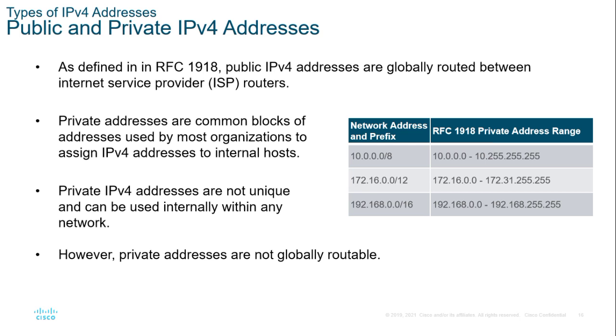10.0.0.0/8 addresses, 10.0.0.0 through 10.255.255.255; 172.16.0.0/12 addresses, 172.16.0.0 through 172.31.255.255; and 192.168.0.0/16 addresses, 192.168.0.0 through 192.168.255.255. The addresses in these ranges are not routable on the Internet and may be freely used by any organization for local purposes only.